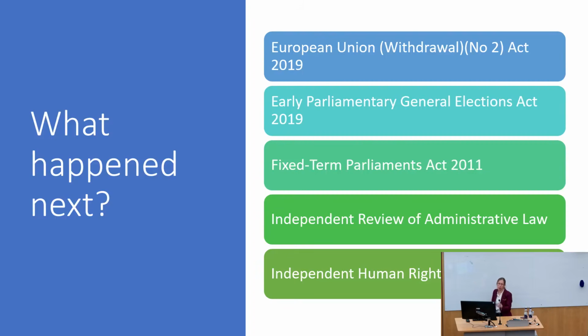There's also an independent Human Rights Act review. Why? Because the government thinks the courts have gone too far, the constitution has become too legal, so we want to rein it back and limit the extent to which courts can protect rights, and also limit the extent to which UK courts have to follow decisions of the European Court of Human Rights.